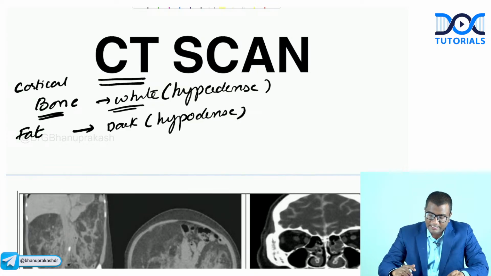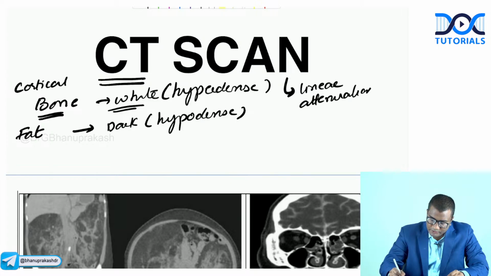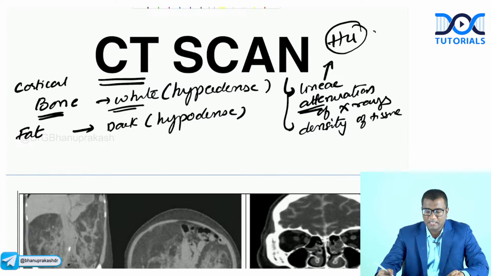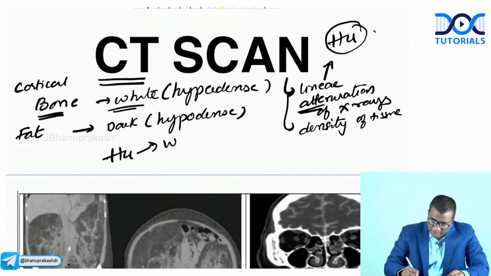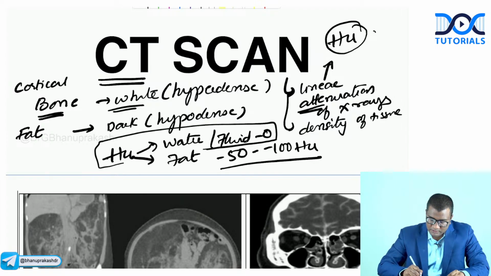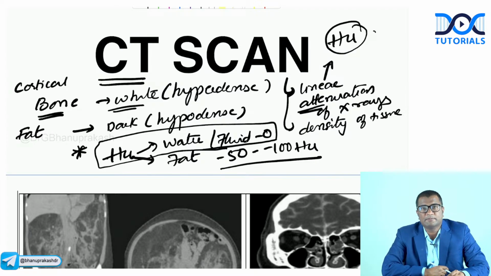And CT scan is basically based on linear attenuation of X-rays. So it's basically an X-ray procedure. The attenuation is based on density of tissues. And how do you measure this linear attenuation? In Hounsfield unit. And what is the Hounsfield unit of water? The reference value is water or fluid, and it is 0. And what is the Hounsfield unit of fat? That is minus 50 to minus 100, right? So these are important Hounsfield units to remember. The reference Hounsfield unit is for water or fluid, that is about 0.